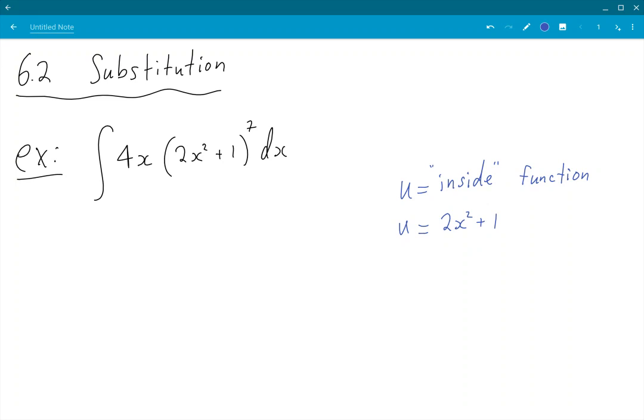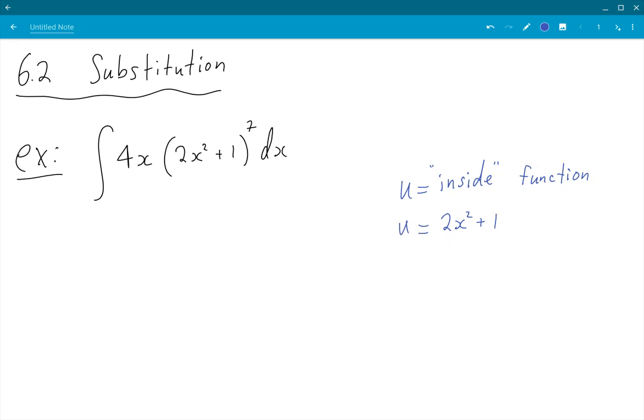So what do I do here? I look at my complicated integrand and I say, ouch, that power of 7 is too big, I do not want to expand that out. So let's try substitution. So I look at what's called the inside function. So I say this 2x squared plus 1 is inside the power of 7 function. And I let u equal that 2x squared plus 1.